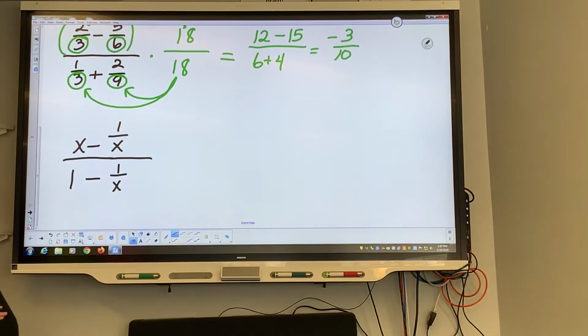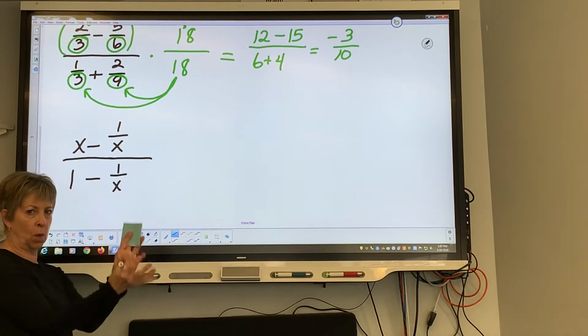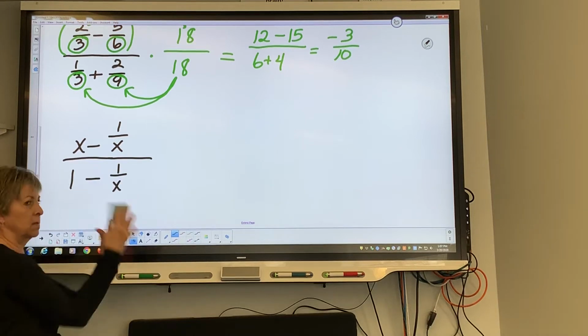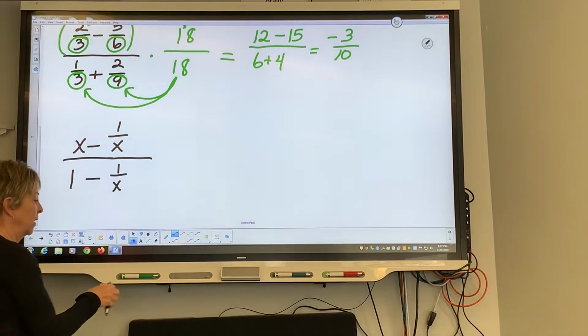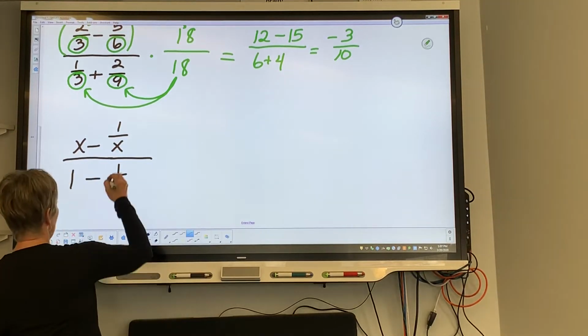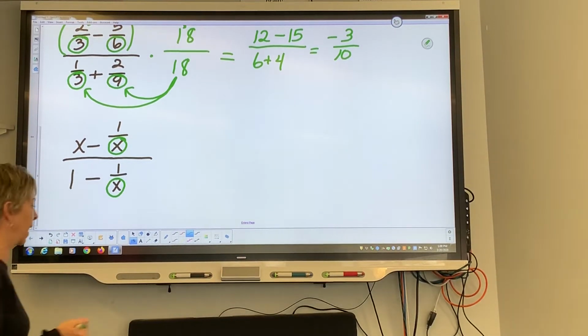This is a complex fraction. Fractions and fractions. So I could simplify the numerator, do that as its own subtraction problem, do this as its own subtraction problem, then divide those answers, but I don't think I want to do it that way. So I'm going to look at all the fractions within the fractions. The only denominator I see is x.